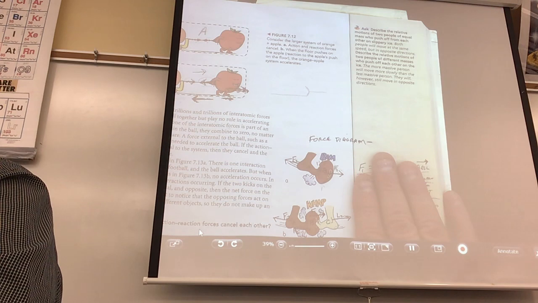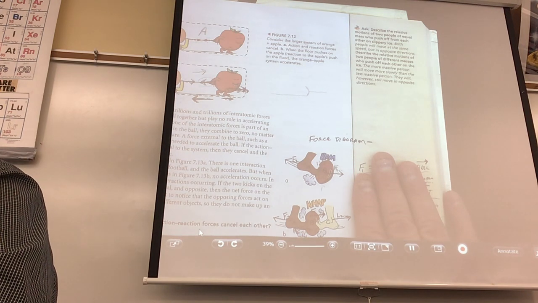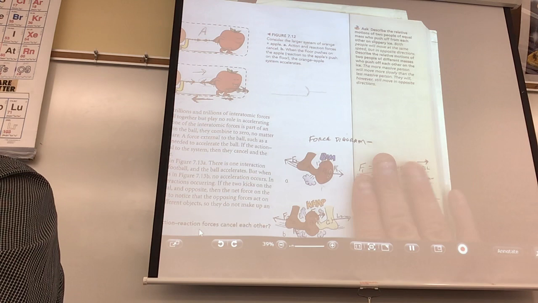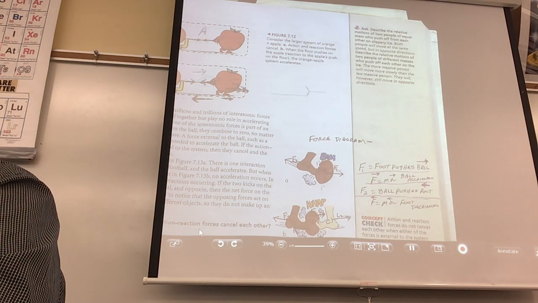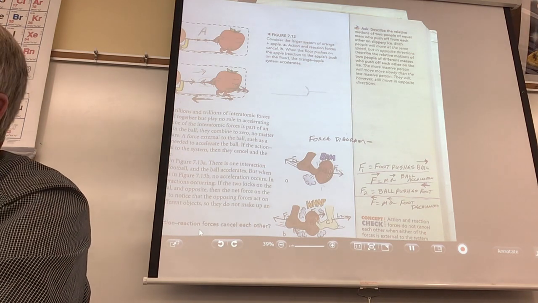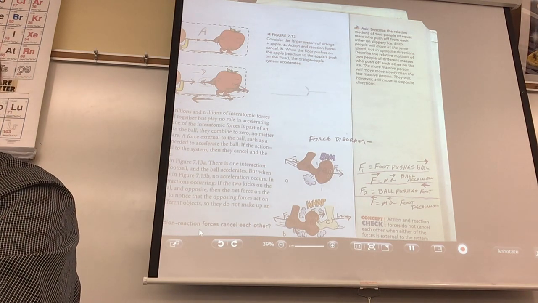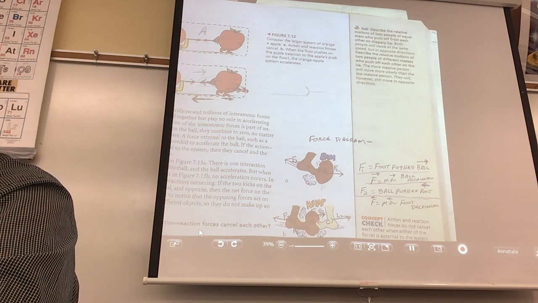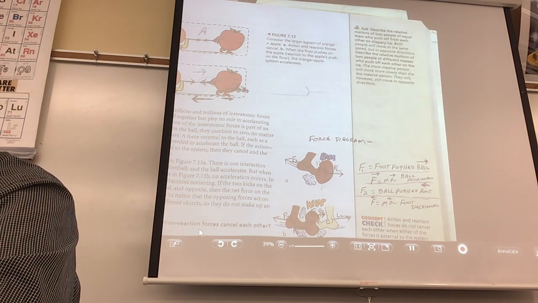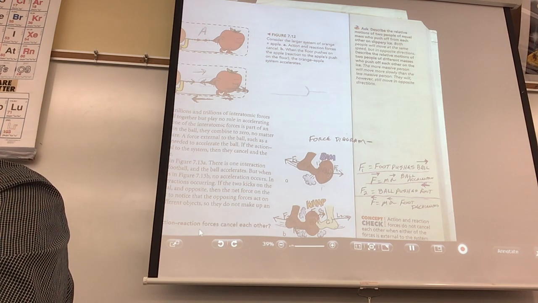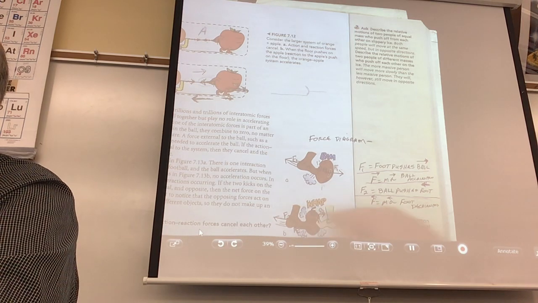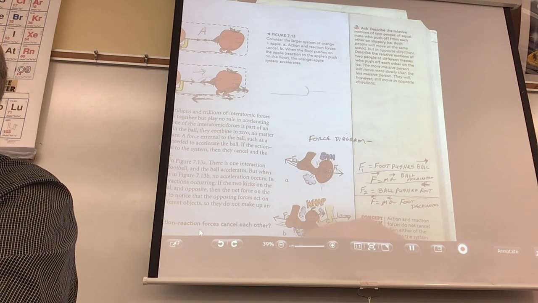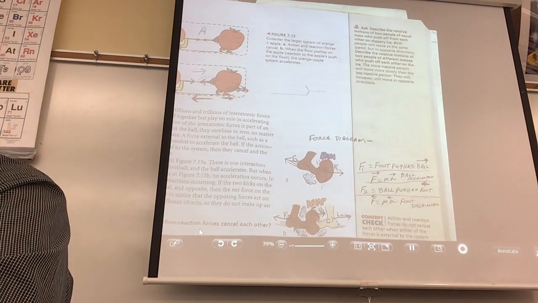Okay, now, why does the ball not go anywhere? Alistair, I haven't called you yet. Why does the ball not go anywhere here? And give it to me in terms of symbols. This is F1, and this is F2. This is L1, this is L2. Why didn't the football go anywhere?